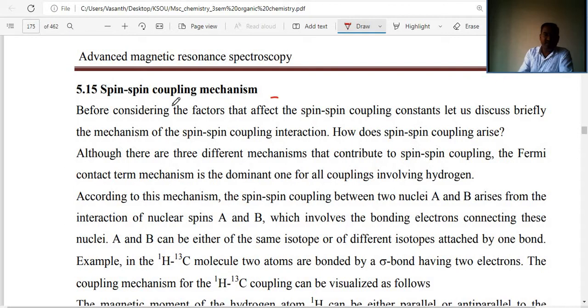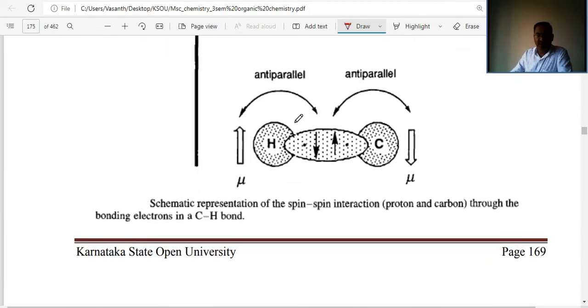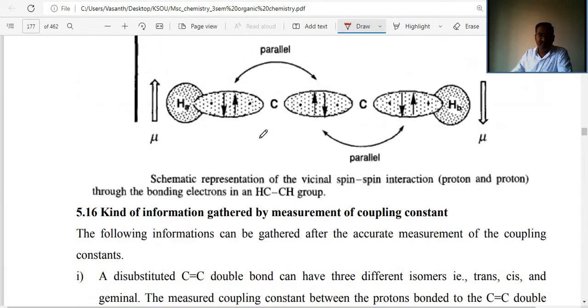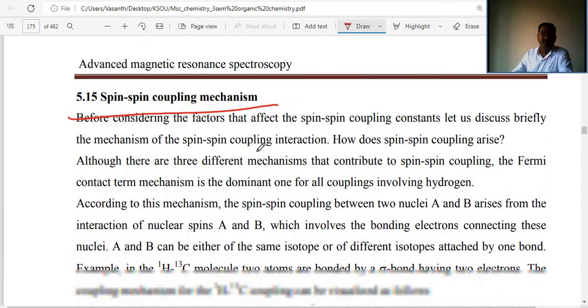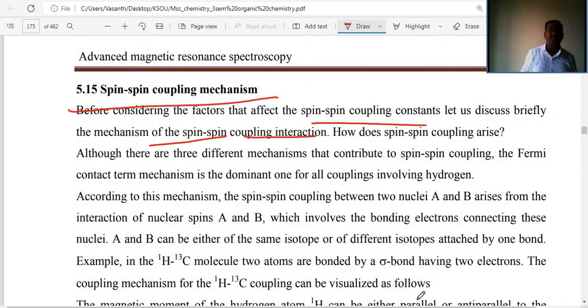Next I am going to explain the spin-spin coupling mechanisms. One is the parallel and anti-parallel mechanism. Before considering the factors that affect the spin-spin coupling constant, let us discuss briefly the mechanism of spin-spin coupling interactions. How does spin-spin coupling arise? There are three different mechanisms that contribute to spin-spin coupling.